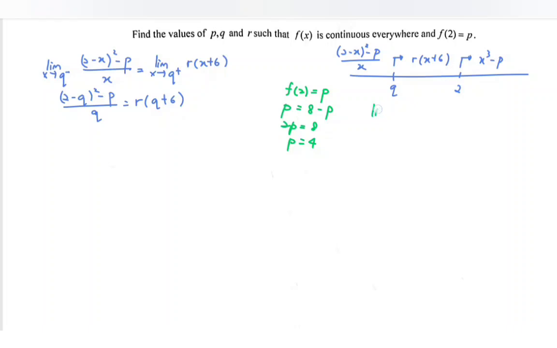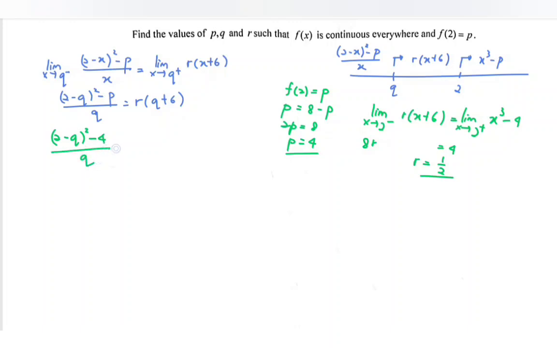Continue. The limit as x approaches 2 from the left, we have rx plus 6, equals the limit as x approaches 2 from the right, we have x to the power of 3 minus 4, because p equals 4. If we substitute, we will have 8r equals 4. So r equals 1 over 2. So now we have p equals 4, r equals 1 over 2. Kindly substitute. So we have (2 minus q) squared minus 4 for the p, over q, equals 1 over 2 for the r, so we will have q over 2 plus 3.